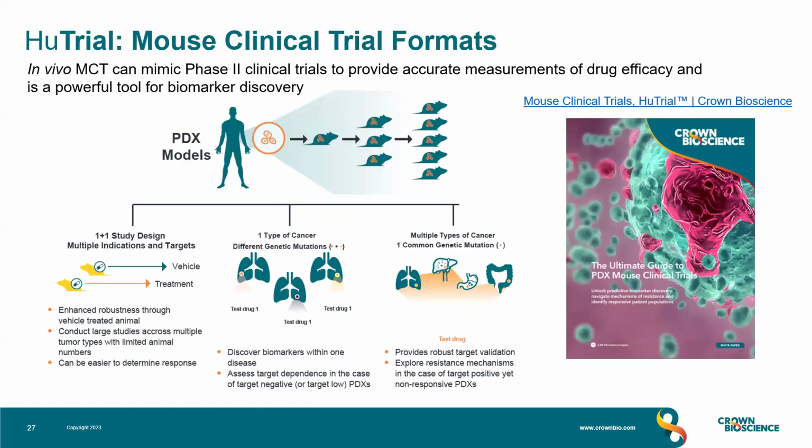You can adapt the design to a format for your specific objectives. So, for example, you can increase or decrease the number of mice per group. So here you may want to use large numbers of models and then use a 1-by-1 format, which is sufficient and can be statistically powered. You can also focus on the type of cancer to discover biomarkers, or you can focus on a common target across different cancer types. And our white paper here actually can give further details and guidance on how to design and run a mouse clinical trial.